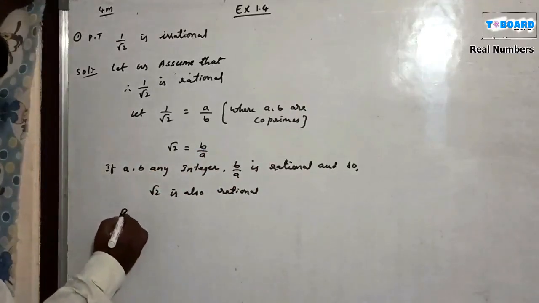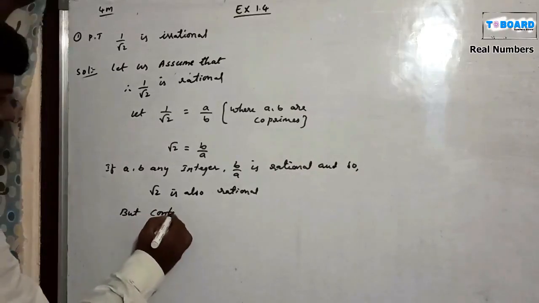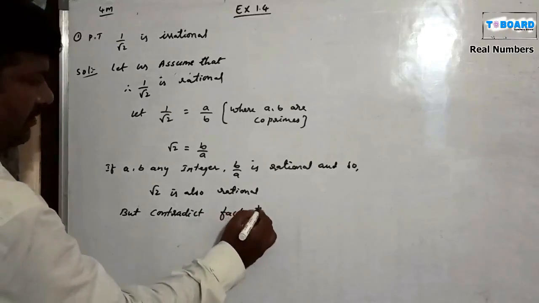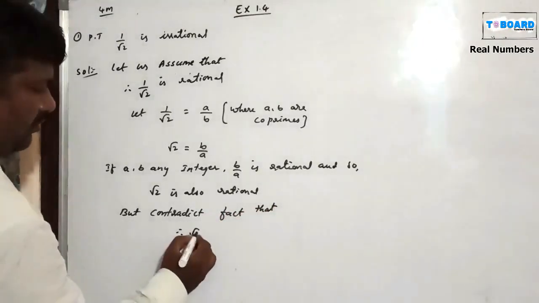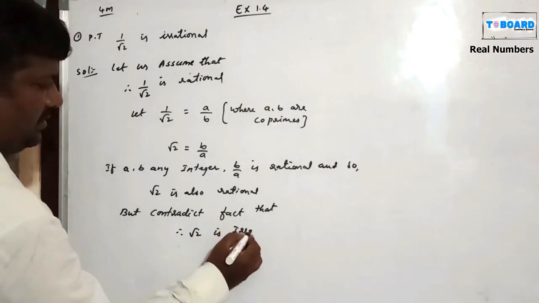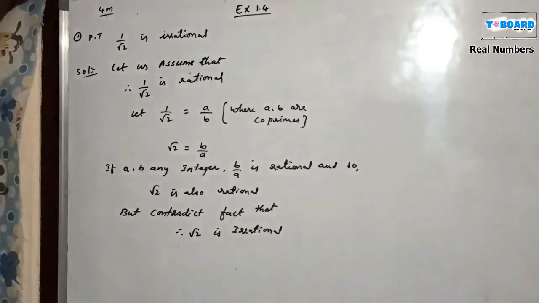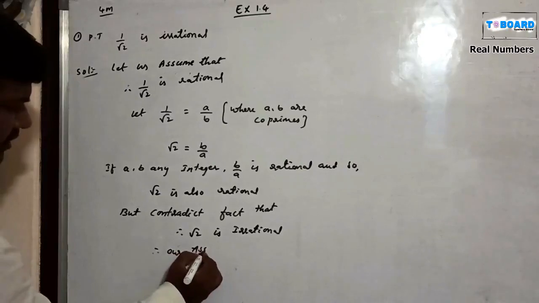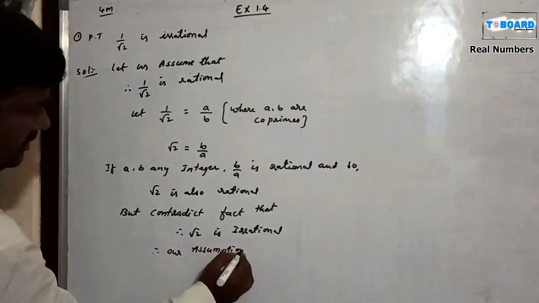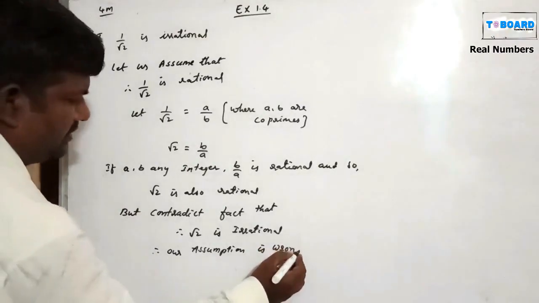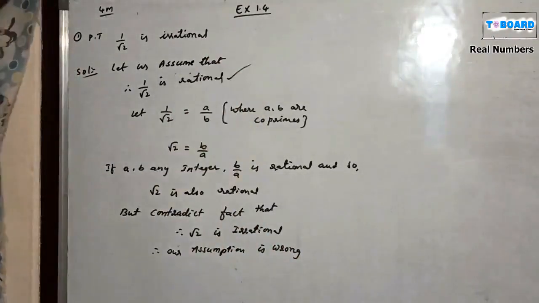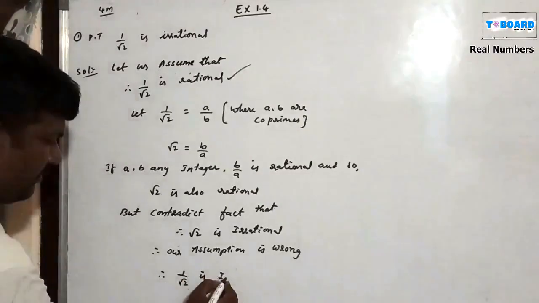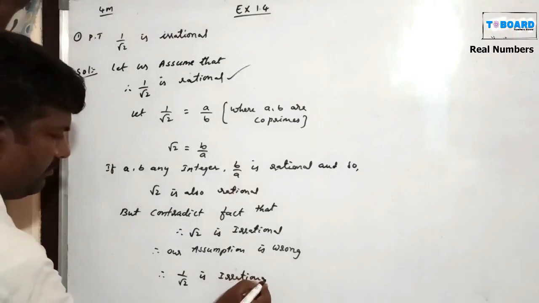But this contradicts the fact that root 2 is irrational. What is real? Root 2 is not rational, it is irrational. Therefore, our assumption is wrong. What is our assumption? 1 by root 2 is rational is our assumption. Therefore, 1 by root 2 is irrational.